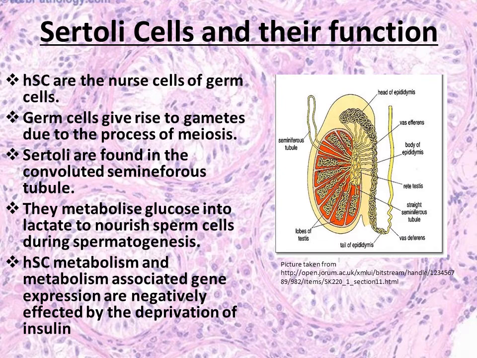Spermatogenesis is the process by which male germ cells, called spermatogonia, undergo meiosis and produce a number of cells termed spermatozoa, which are also known as sperm cells. Regulation of glucose metabolism in human Sertoli cells is critical for fertility and spermatogenesis. Insulin regulates glucose uptake. Human Sertoli cell metabolism and metabolism-associated gene expression are negatively affected by the deprivation of insulin. This insulin deprivation influences major regulatory systems, and results in many problems such as diabetes mellitus, hypertension, and others.